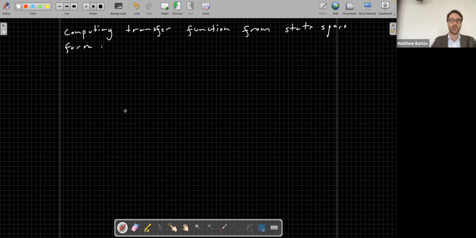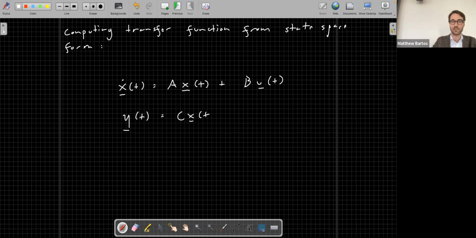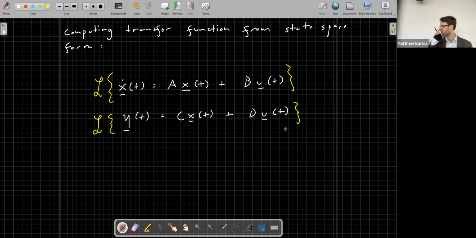Okay, so let's say we have our full state space system, x dot of t is equal to A x of t plus B u of t. And let's say we also have our observation equation y of t is equal to C x of t plus D u of t. And we know that the Laplace transform is a linear operator. So we can actually just take the Laplace transform of both of these. And even though it's a vector, we can still treat it the same way.